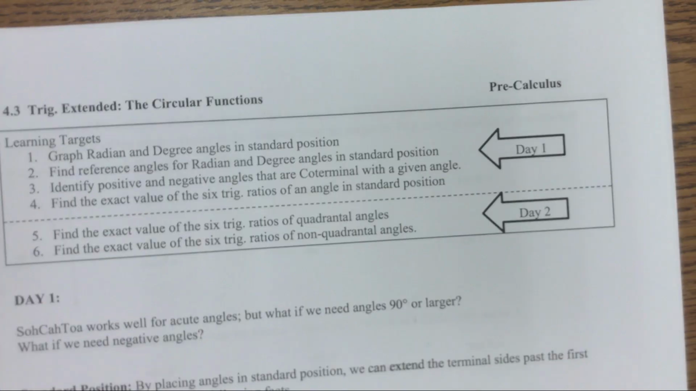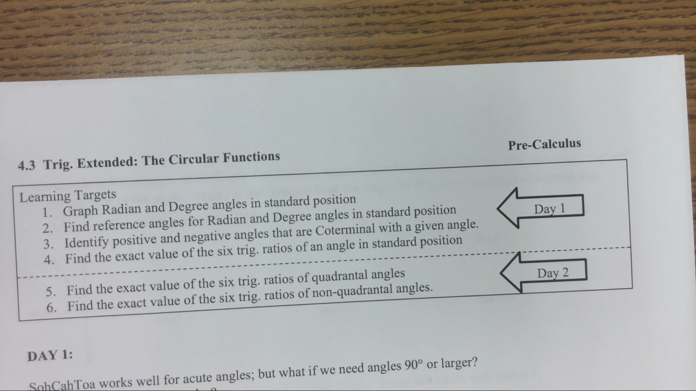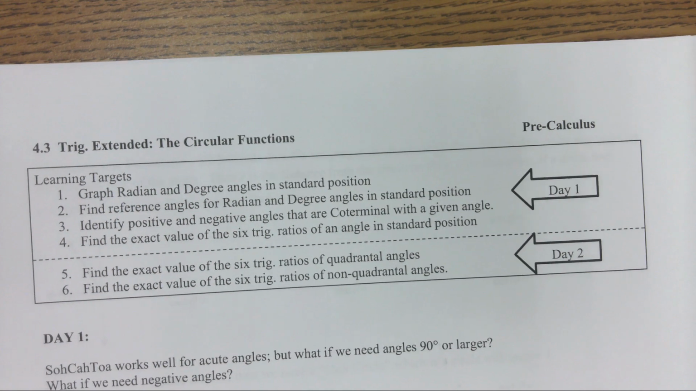So, trig extended. Now that we know SOHCAHTOA and the reciprocal functions, we're going to put 4-1 and 4-2 together. In 4-1, remember we talked about rotations of angles. We're going to put that together and form something called a reference triangle. We'll use the fact that SOHCAHTOA works in a right triangle to find sine and cosine of different angles, not just acute angles.